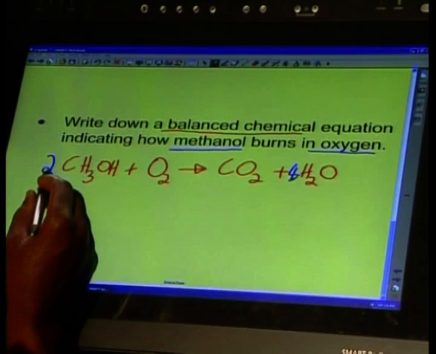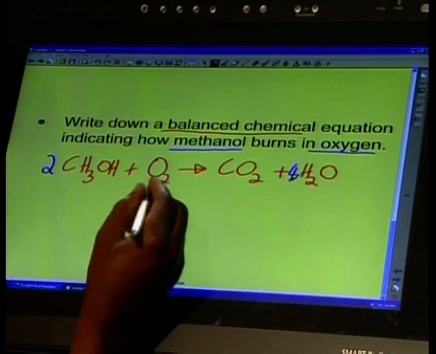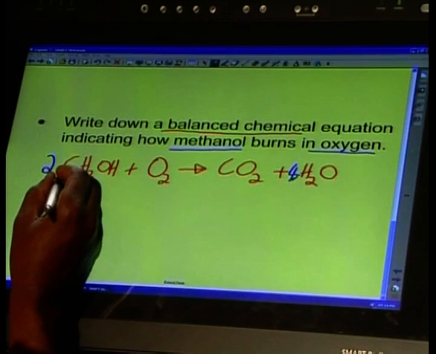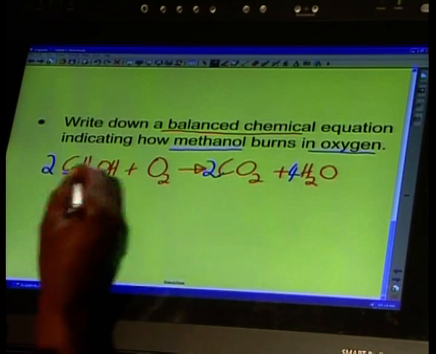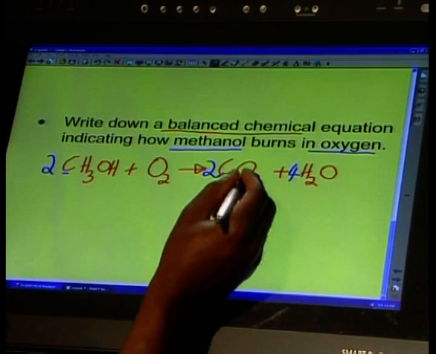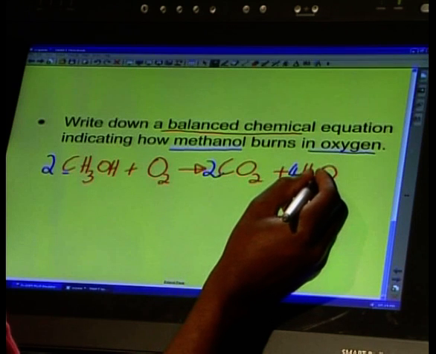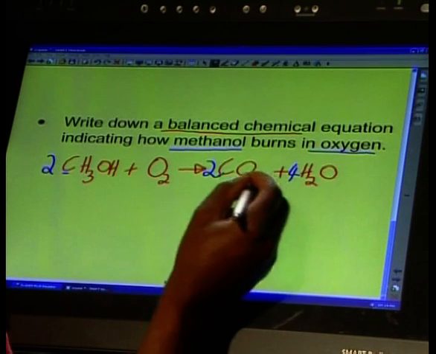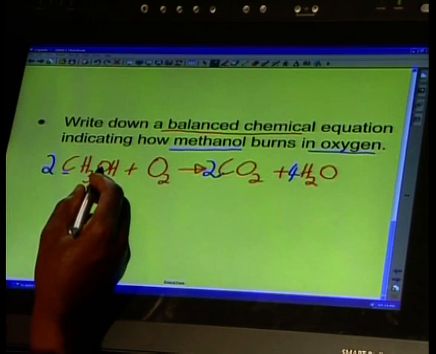But on this side, we have 2 oxygens, 4 oxygens. So we also have to do something here. But remember, these also affect the carbon. So with 2 carbons now, we also have to put a 2 there. So 2 carbons, fine. Oxygen will be 2 times 2, 4. 4 times 1 is 4. So 4 plus 4 is 8. Let's see if we have got 8. 2 times that is 2.